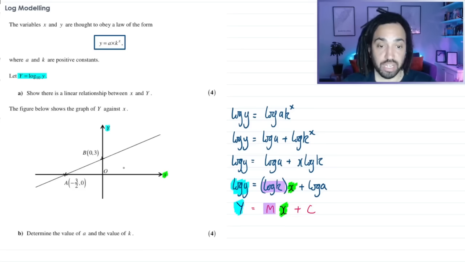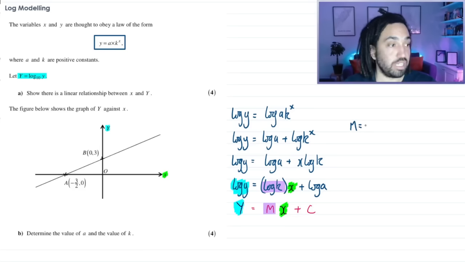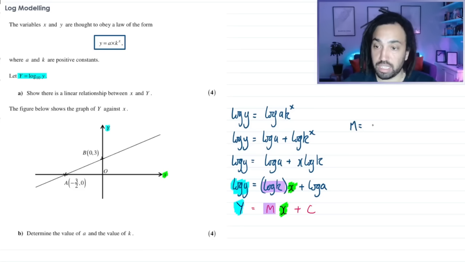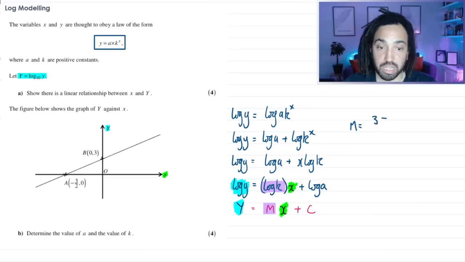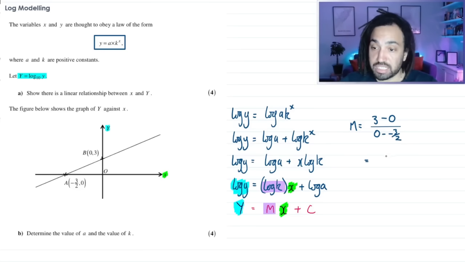Okay, so let's find the gradient. So the gradient is going to equal the change in the y, which is 3 minus 0, over the change in the x, which is 0 minus 3 over 2. So that is the same as 3 over 3 over 2, which is equal to 6 over 3, which is just 2.